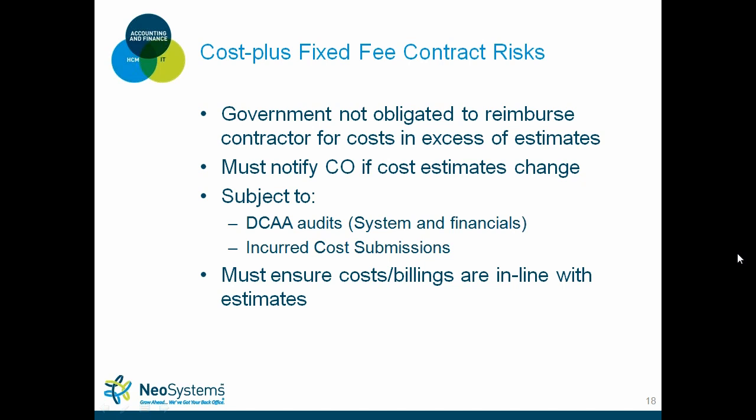And then lastly, you have to ensure that your costs with billings are in line with what you estimated. So back to fringe. If you estimated 30% fringe, that's what the government is expecting to be billed. You can't add in 32% one month, 38% the other month. It must maintain at that even 30%.